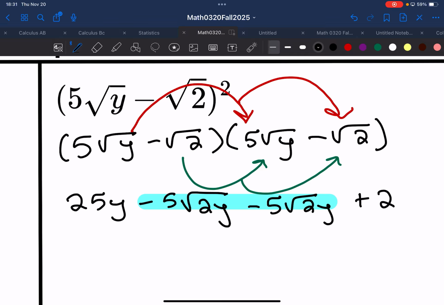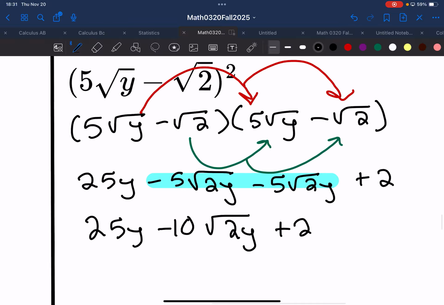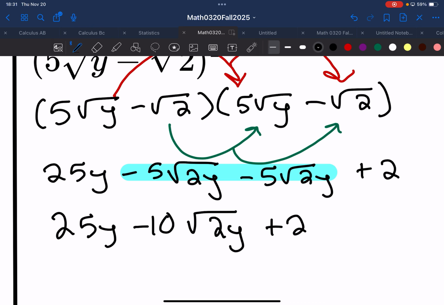Negative 10 square roots of 2y. I know it's a mouthful. So that's our answer. We can't simplify further because one is the square root, the other one is just a variable, and the other one is just a constant.